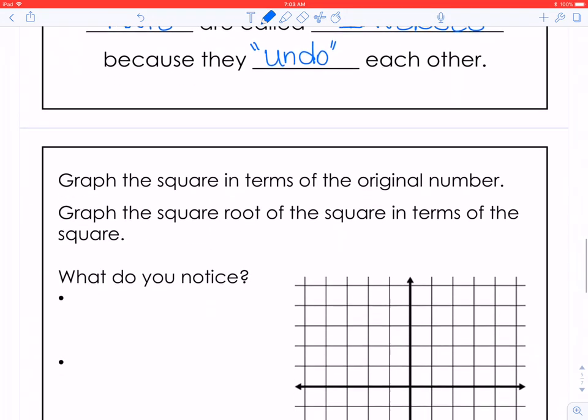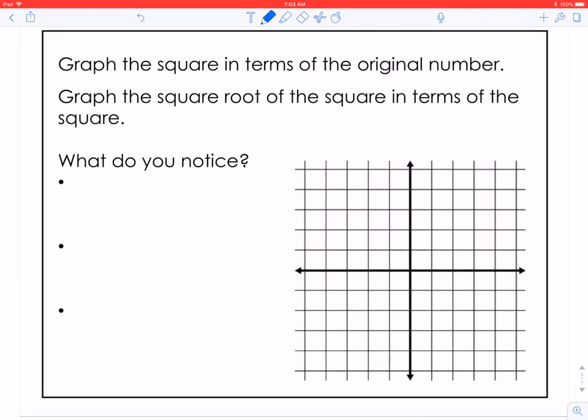So let's look at that graphically. If I wanted to look at my square in terms of the original number, let's take the ones that would fit on our grid here. If we start at -2, our square is 4. -1, the square is 1. The square of 0 is 0. The square of 1 is 1. And the square of 2 is 4, which is our square function, quadratic, that gives us the shape of the nice symmetrical parabola.